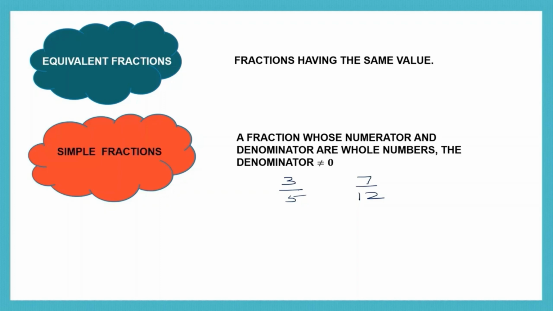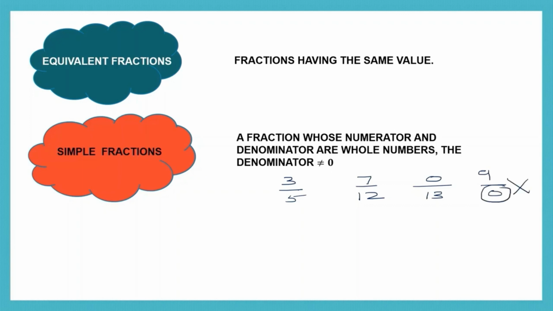A fraction whose numerator and denominator are both whole numbers. The numerator can be 0, but the denominator cannot be 0. So this is also a simple fraction, but I cannot have it the other way. Suppose I say 9 by 0. This is not defined. The denominator cannot be 0.